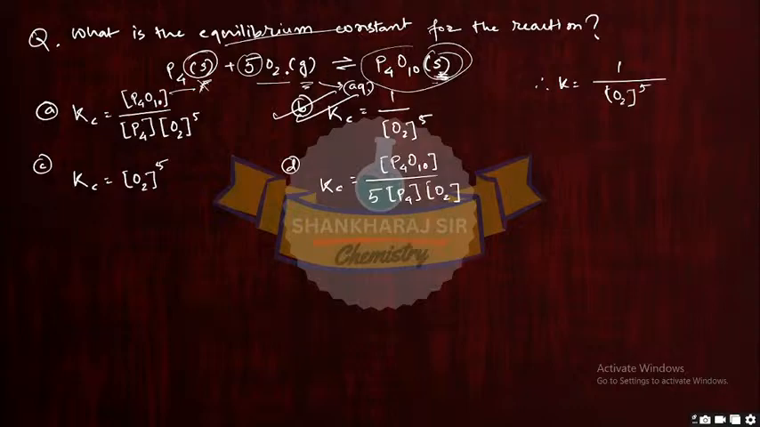Now we can write the concentration of product, so it will be 1 divided by the concentration of reactants. For P4 it is 1 because it is solid. For oxygen, it is in the gaseous state, so you have to mention it. And this 5 moles represents the power 5.